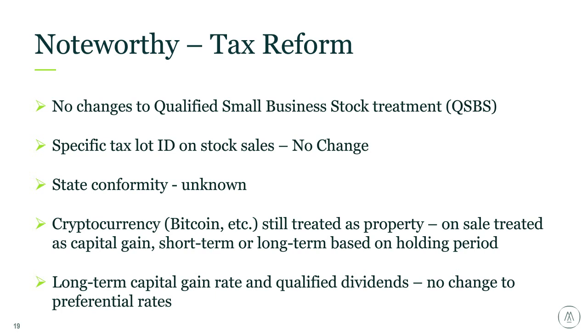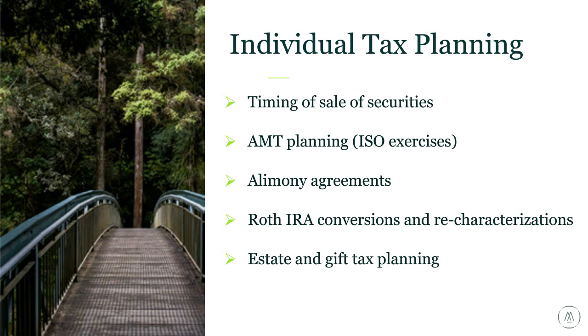Some individual tax planning ideas. There's always going to be the timing of the sale of your stock, whether you're towards the end of the year and you need to do capital loss harvesting. There's AMT planning, trying to find the AMT crossover point. So this would come into play with any incentive stock option exercise and holds. And then there's always going to be the estate and gift tax planning, since the exemption has been doubled.